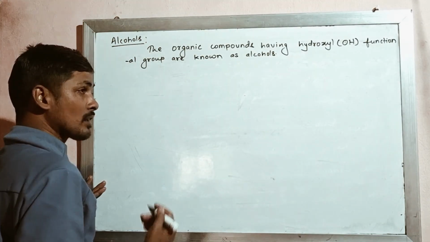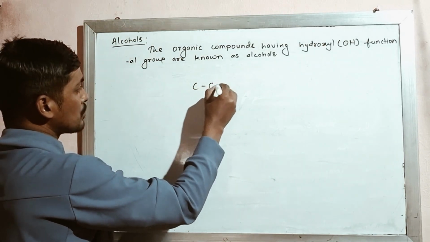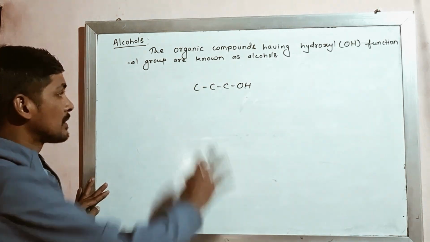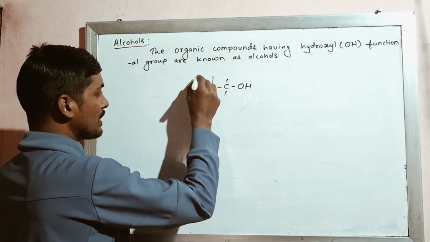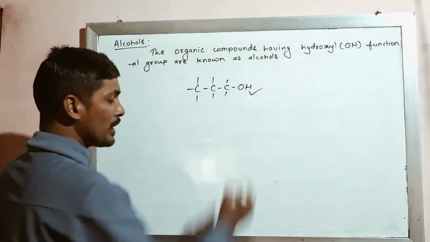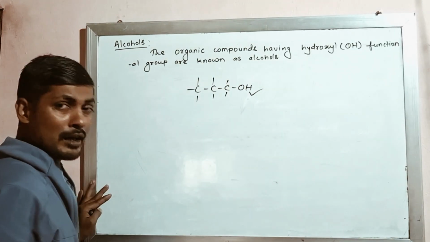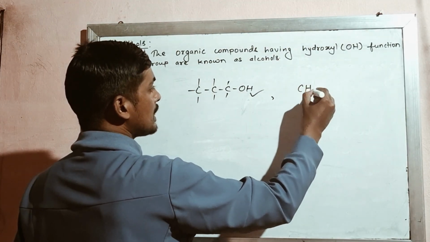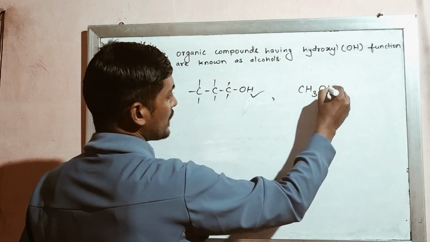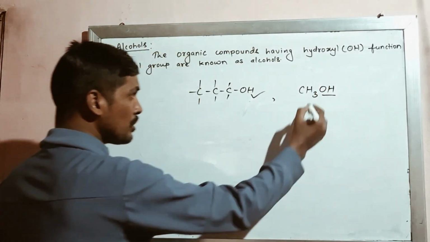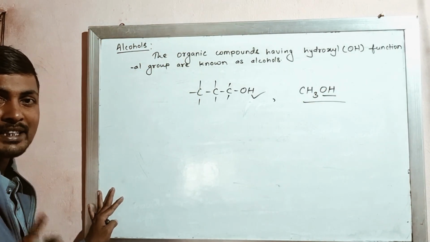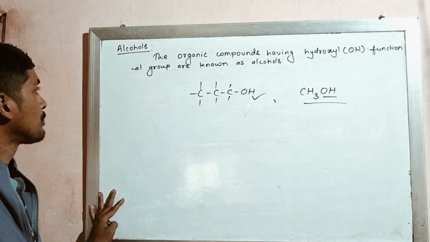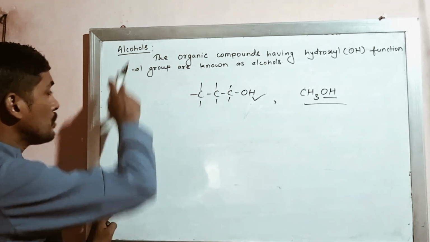For example, if there is a compound here, 1, 2, 3, and here is OH, whatever other atoms are there doesn't matter. Suppose there are other hydrogens in this compound, but there is an OH functional group, then this is an alcohol. If there is another compound, CH3OH, there is an OH functional group. This is also an alcohol. Whenever there is an OH functional group in any organic compound, then such organic compound belongs to alcohols.